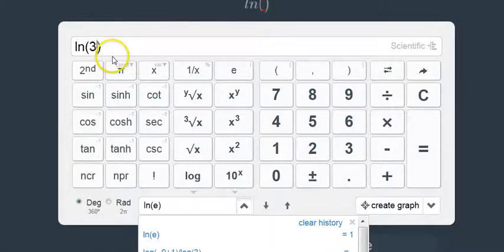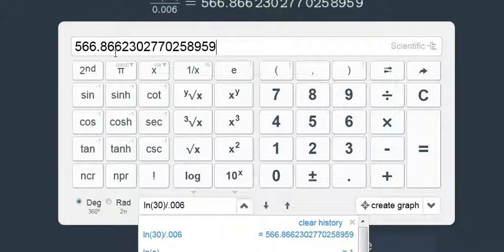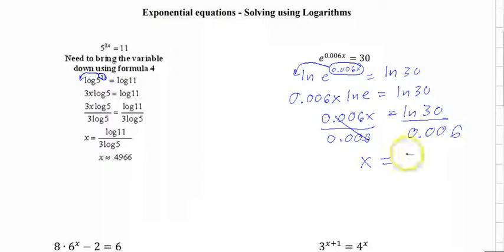So I have to re-enter it. ln of 30 divided by 0.006. And there it is. 566.87. I'm going to round it. 566.87.